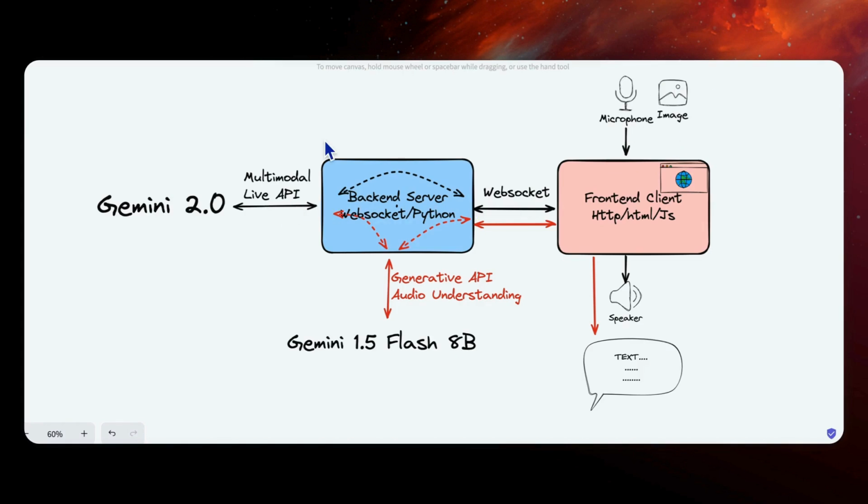It's also responsible for receiving the stream response from Gemini 2.0 and forwarding it back to the client to play. The voice streaming will also be fed to the Gemini 1.5 8B model for transcript generation, and send back the text transcript to the client.